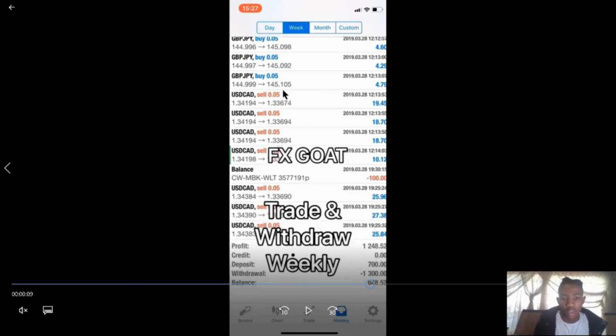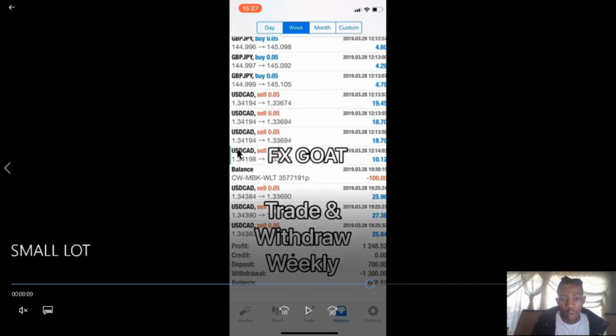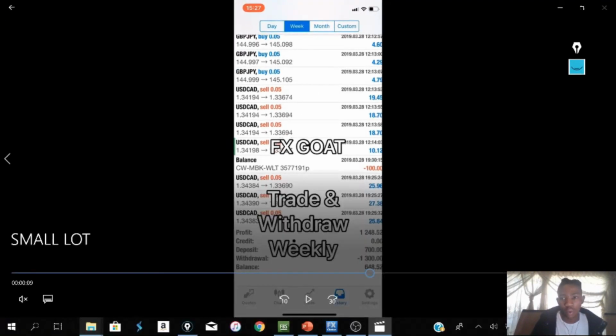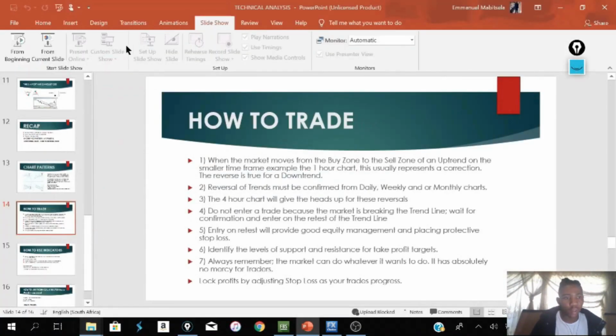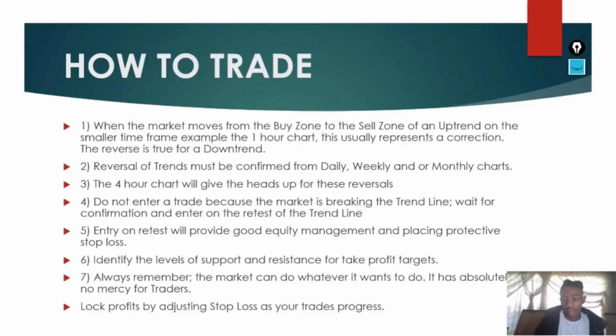As you can see, this one was basically a small take profit because it was a scalp. The reversal that you saw there, that's the kind of trades we also take. So it will depend on the ones that you want. How you apply the strategy will be basically up to you.